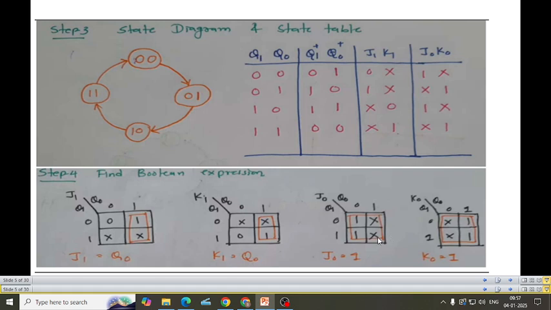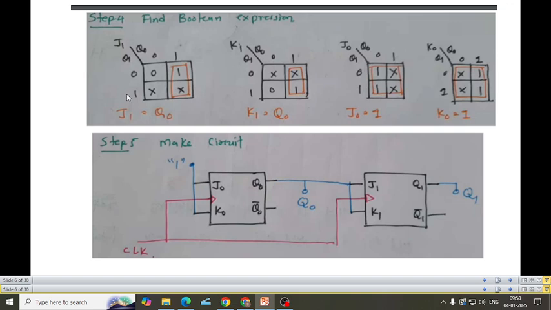Now come here. I can group these 4 because these two are considered as 1. You know, don't care can act either as ones or zeros. So take the help of don't care and group it. When all the cells are grouped together, the output will be 1. Here again all the cells are grouped together, output is 1. Now what have we identified? J1 is Q0, K1 is Q0, J0 is 1, K0 is 1.